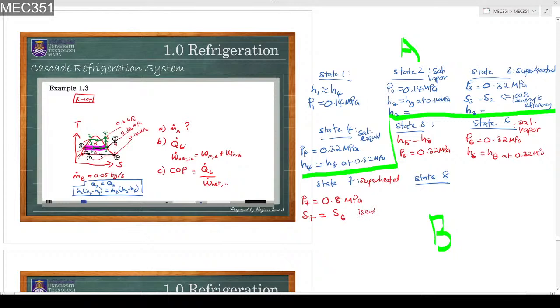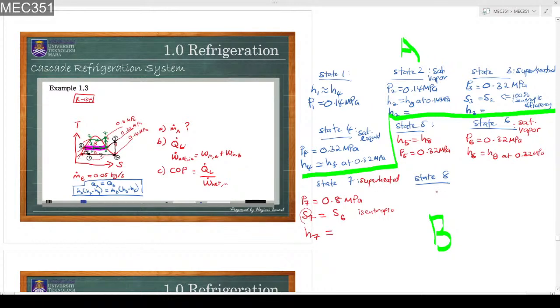Isentropic process happens in the mechanical device such as compressor, pump, or turbine. So in this question, it says that it is the ideal compression cycle, a vapor compression cycle. So we can assume that isentropic process is 100%, and then S7 will be equal to the S6 value. And then from this information, we have to find H7s.